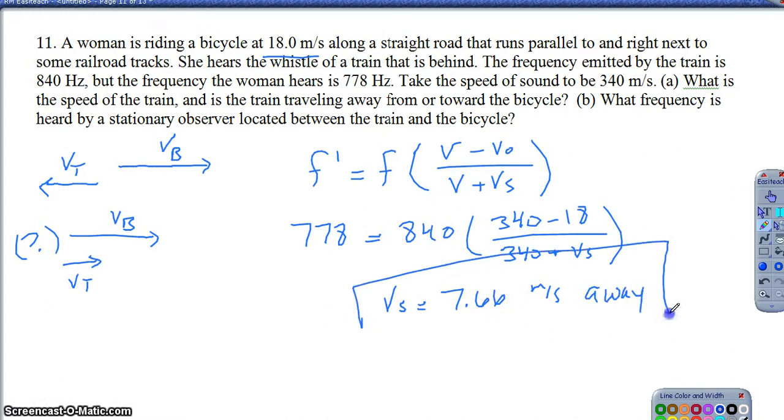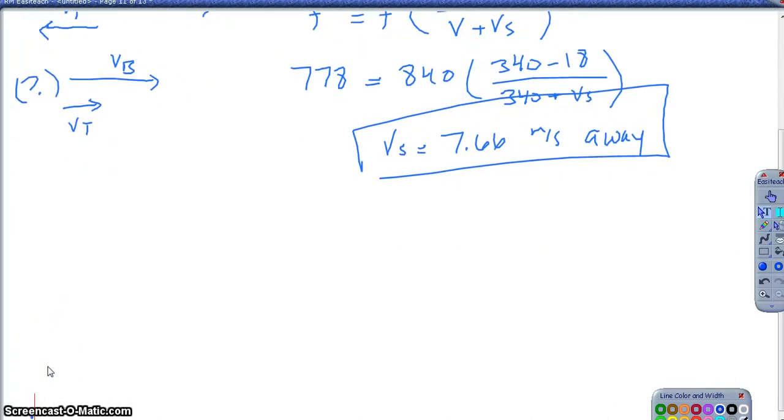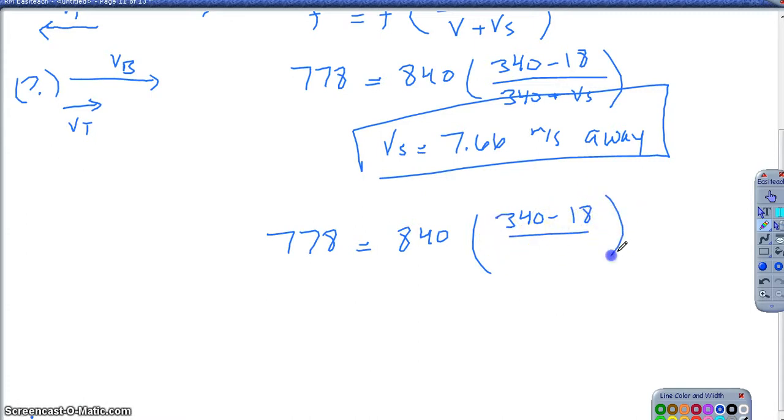And let's explore that a little bit more. But this is my answer for part A. Let's just see how we can be sure on the direction. Here's how I know the direction is accurate. What if the train was moving in the same direction as she was, but it was moving more slowly? Because we actually can definitely see that the train is in fact moving more slowly. Well, I would still set this up as 778 equals 840. The numerator of my expression representing her velocity would be the exact same thing, so 340 minus 18, she's still moving away from the train. So that would still be true.